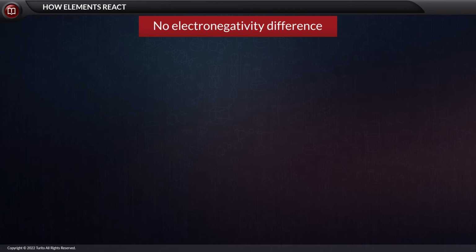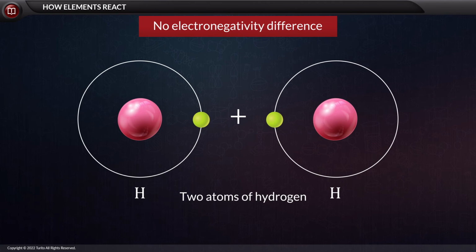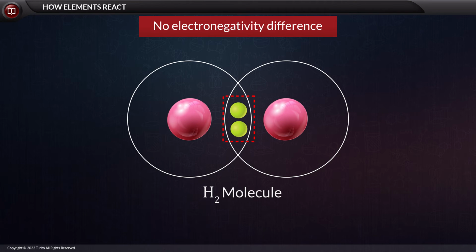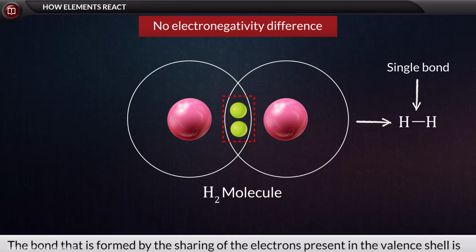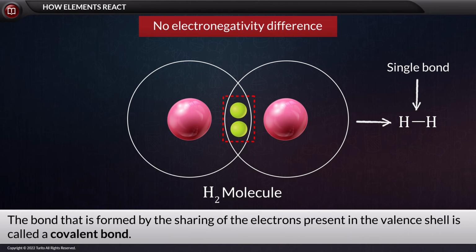However, if there is negligible or no electronegativity difference between them, then the atoms of the elements achieve stability by sharing the electrons. The bond that is formed by the sharing of the electrons present in the valence shell is called a covalent bond.